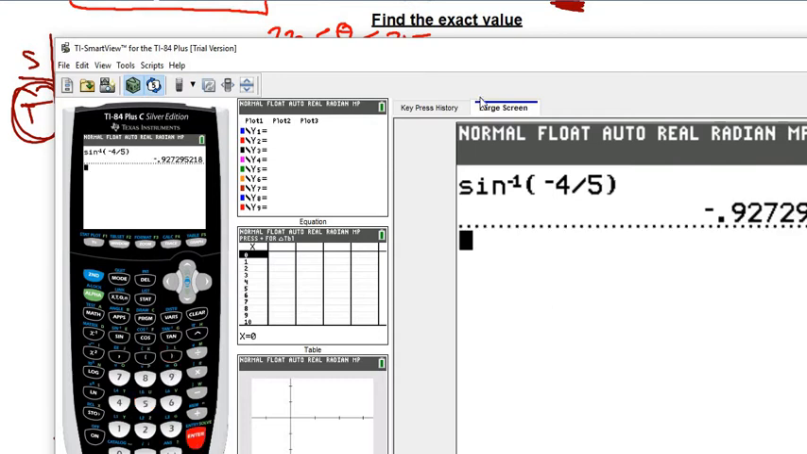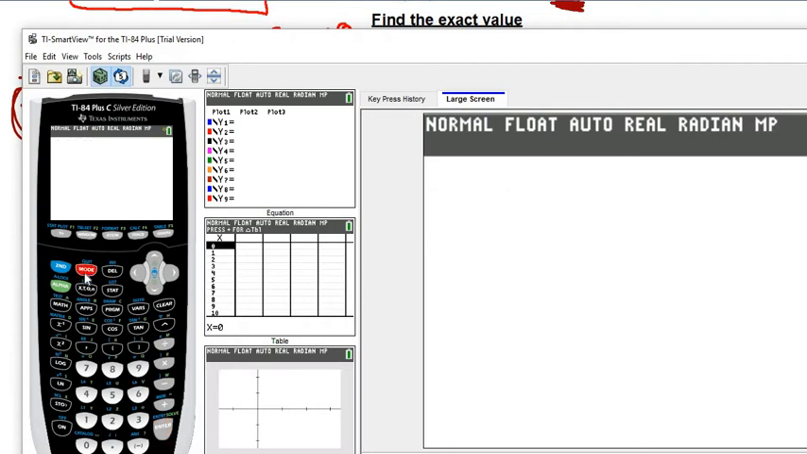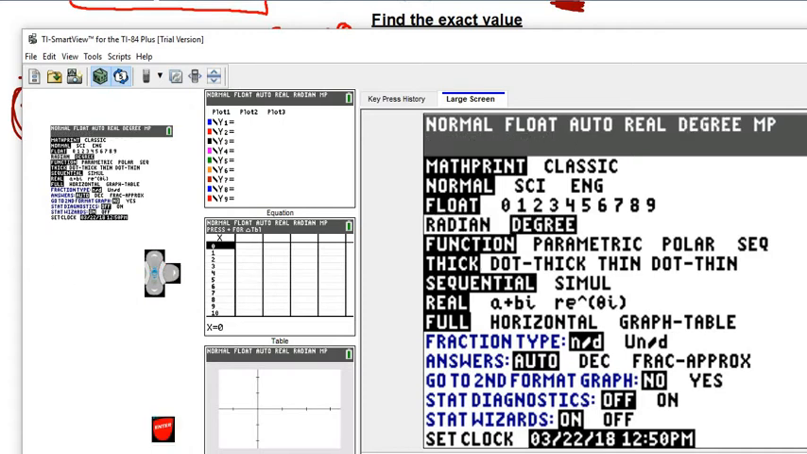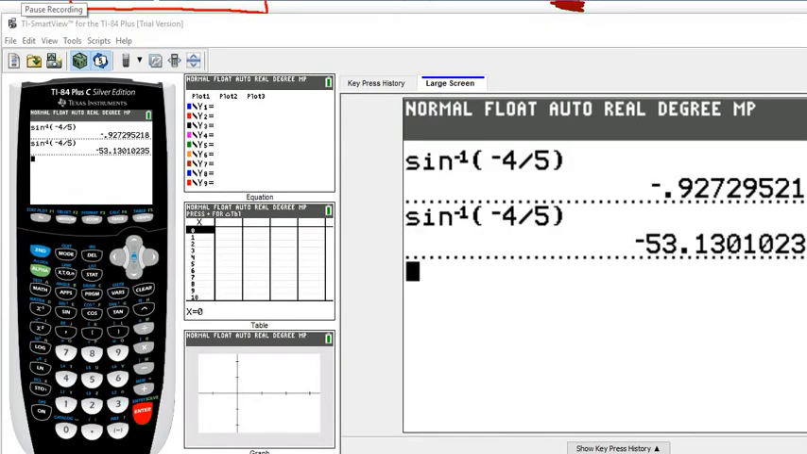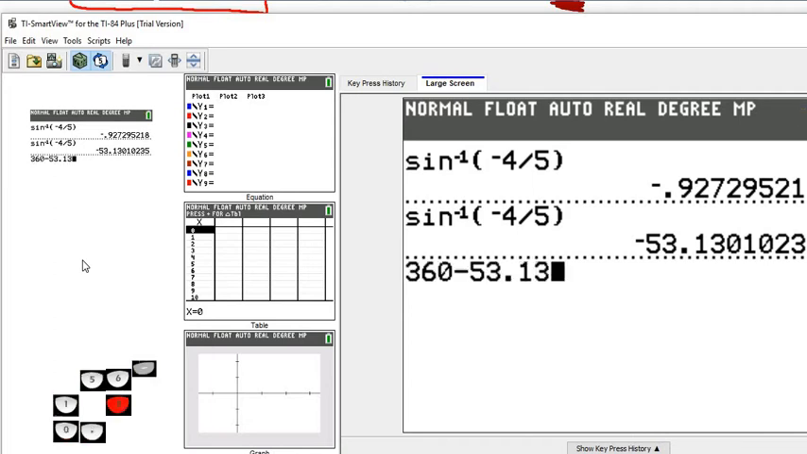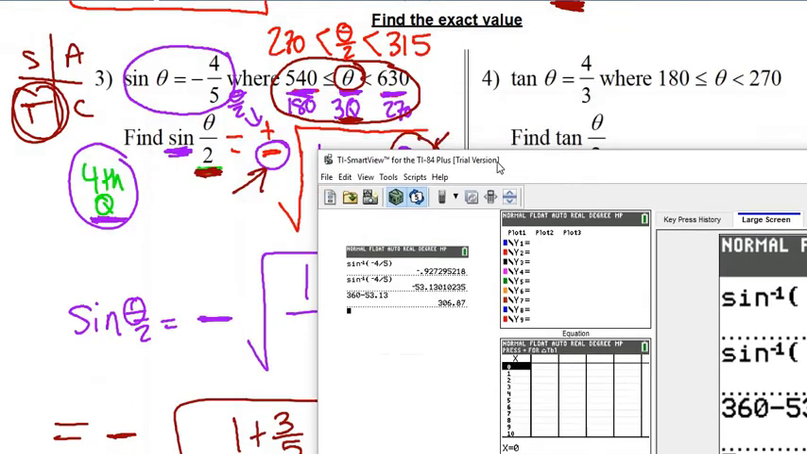That tells us theta, and I believe I'm in radians and I want to be in degrees here, so let's fix that. We'll go down to degrees and change that. Now it should work. When we do, we get negative 53 degrees, and that's the same as positive 306 degrees. So we know that theta is about 307 degrees.